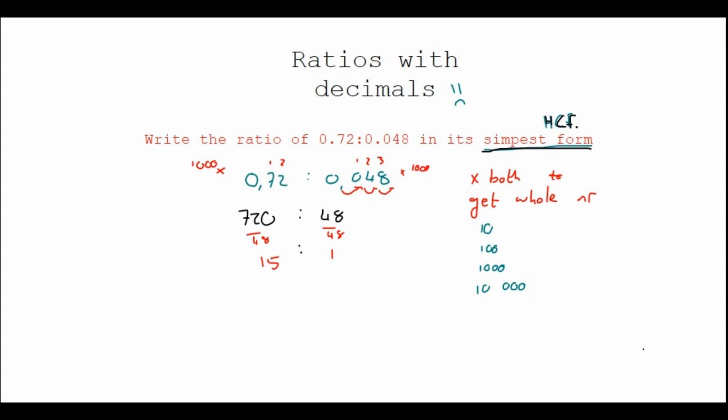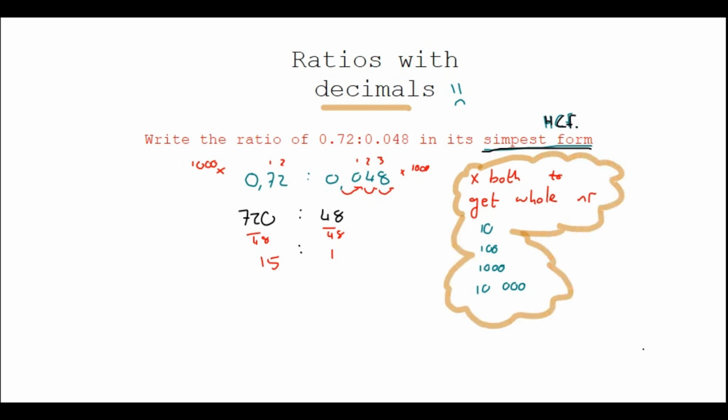So in summary, when it comes to decimals, what we need to do is get rid of those decimals. And how do we do that? Well, you multiply with multiples of 10.